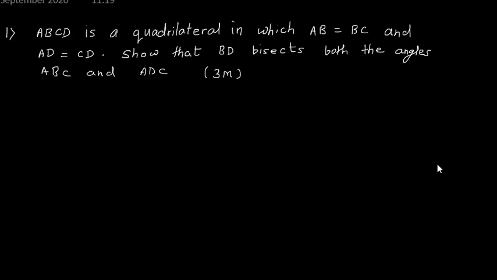Here we have one small test for triangle chapter. Let us see this first question. ABCD is a quadrilateral in which AB equal to BC and AD equal to CD. You have to show that BD bisect both angle ABC and angle ADC.